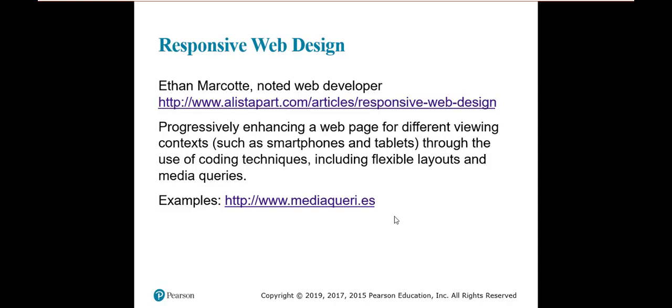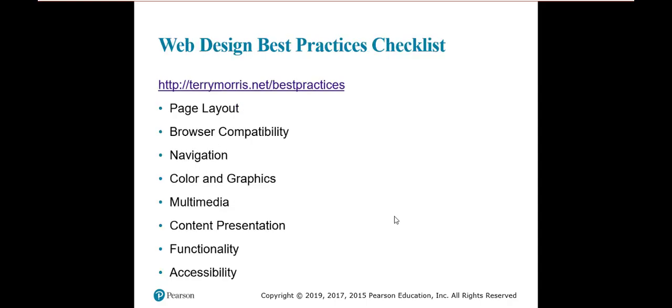As we talk about responsive design, if your website is working on all kinds of devices, that means you are using responsive web design. So here are the best web design practices that we talk about. We already talked about the page layout, the browser compatibility, the navigation and the color graphics. We talked about the multimedia. We discussed the content presentation, functionality, and accessibility. So you just need to take care of all of these one by one when you are designing the web pages. You should consider all of them.